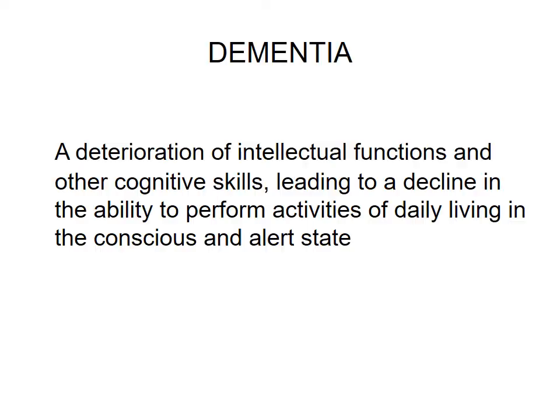Another condition is dementia. I'm talking about dementia mainly because that's an area of interest that I have for research, and so we should just mention that. And because people are living longer, they're reaching ages where they develop neurodegenerative diseases. That's why this is important to be mentioned. It's a deterioration of intellectual functions and other cognitive skills, leading to a decline in ability to perform daily activities in the conscious and alert state.